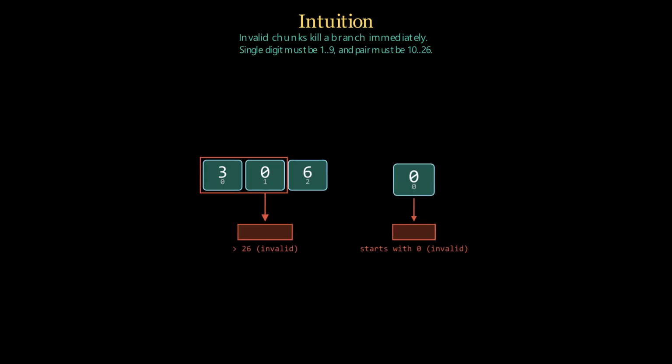Now see why branches can die. In 306, trying 30 fails because pairs above 26 are invalid. A standalone 0 also fails because 0 has no letter by itself. So any path violating these rules contributes 0 ways.